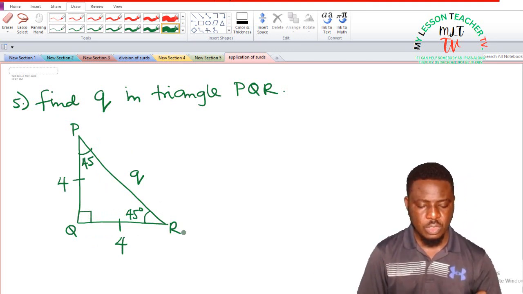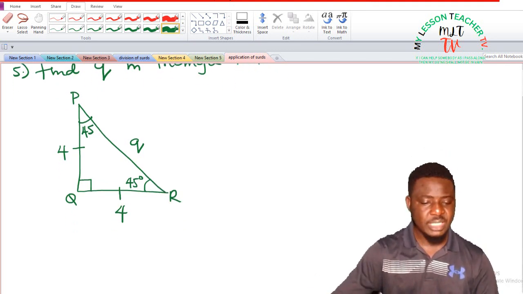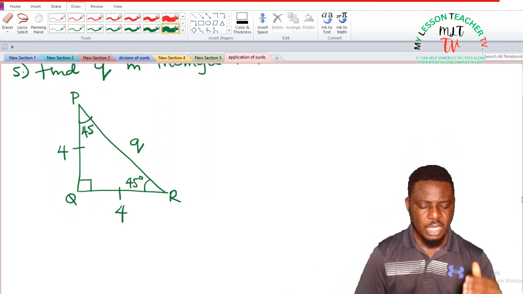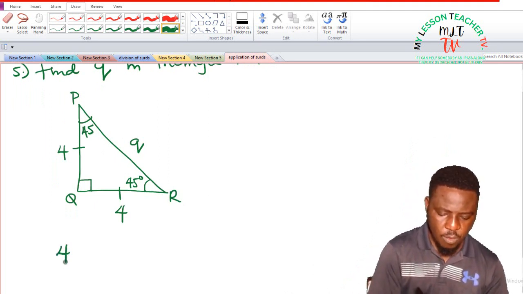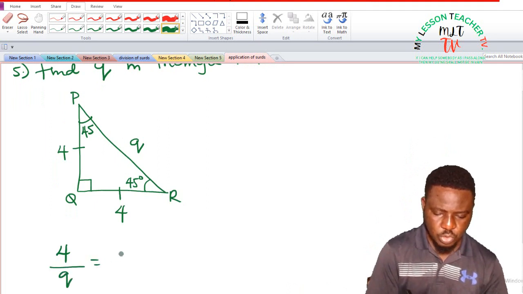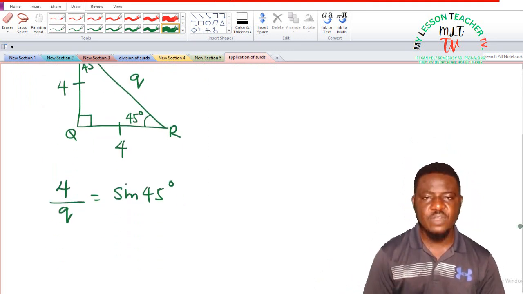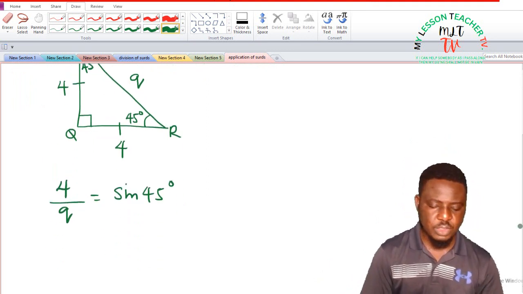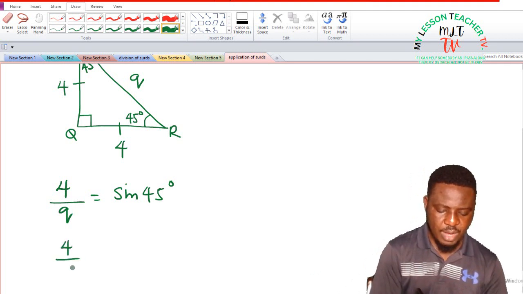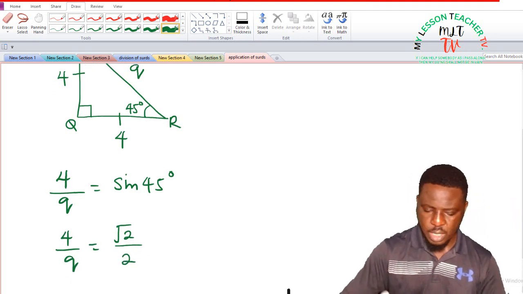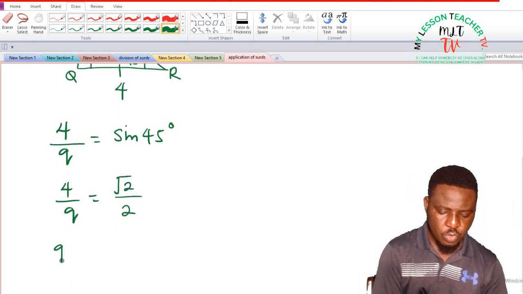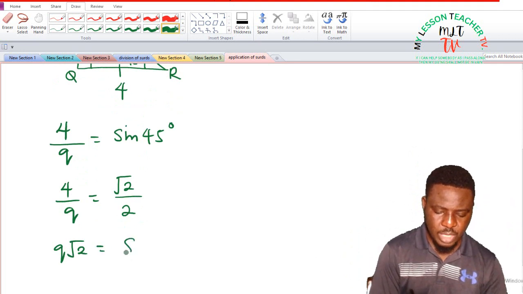You can either use Pythagoras theorem in solving this, or the trig ratios. But since the topic we are dealing with is on trig ratios, let us use it in solving this. So this becomes opposite, which is 4 over q, is equal to sine 45 degrees. And we said sine 45 degrees is root 2 over 2. So 4 divided by q is equal to root 2 over 2. And when you cross multiply, you have q root 2 is equal to 8.